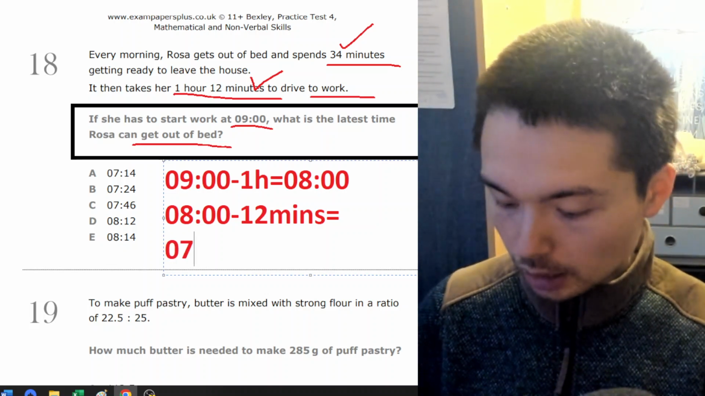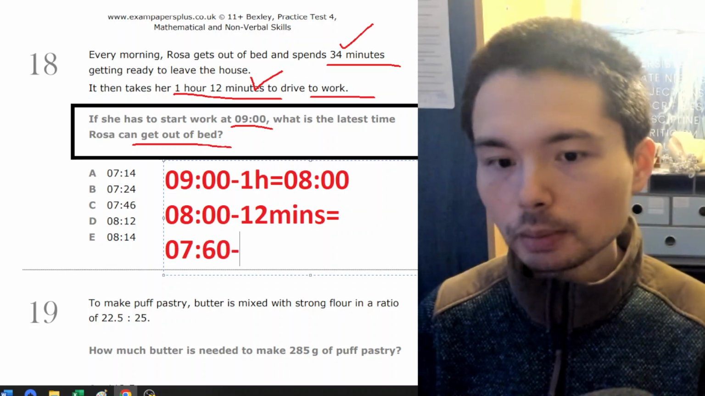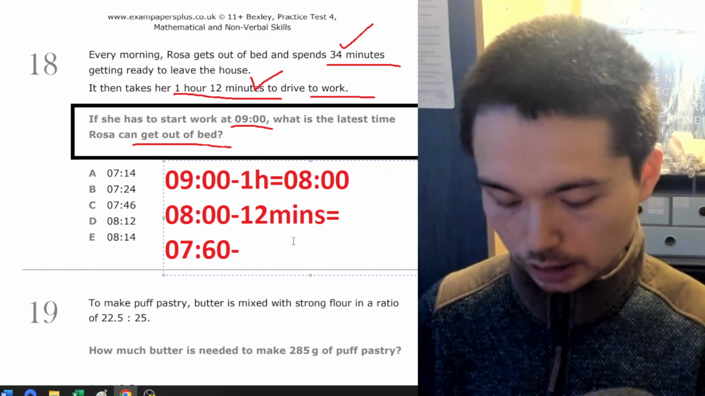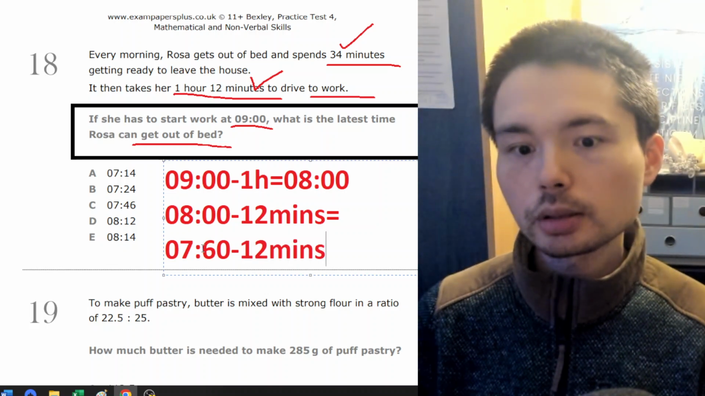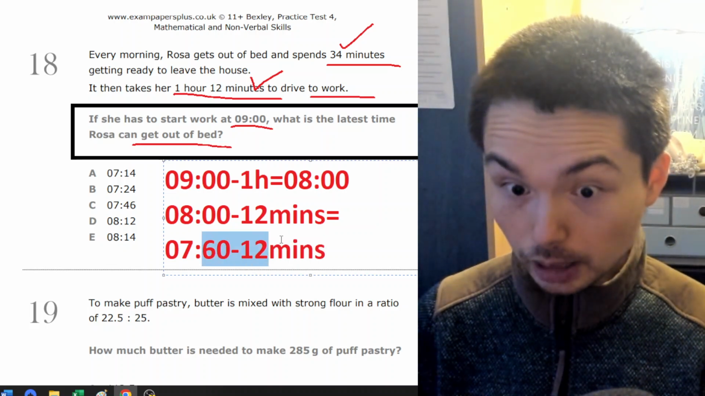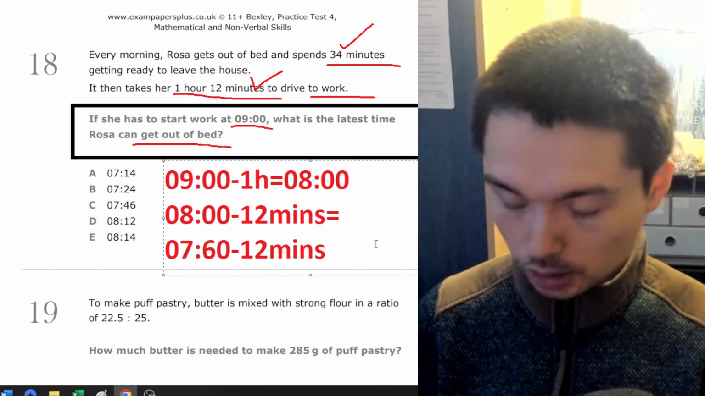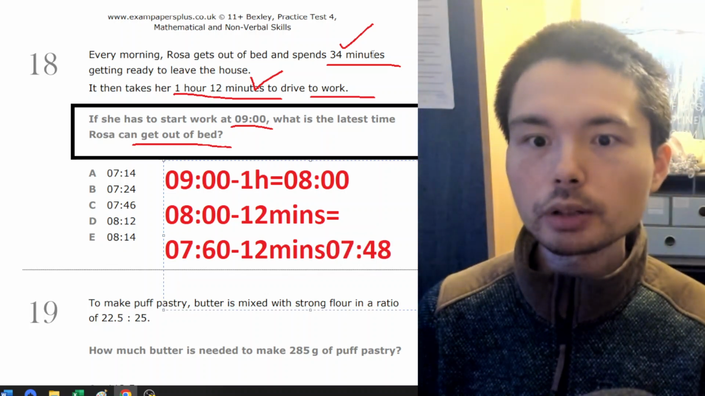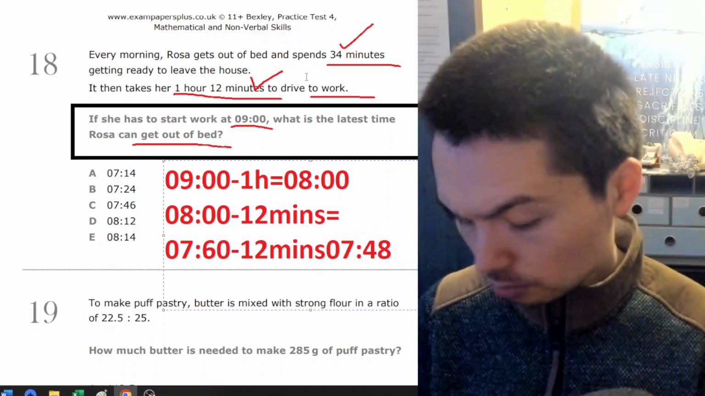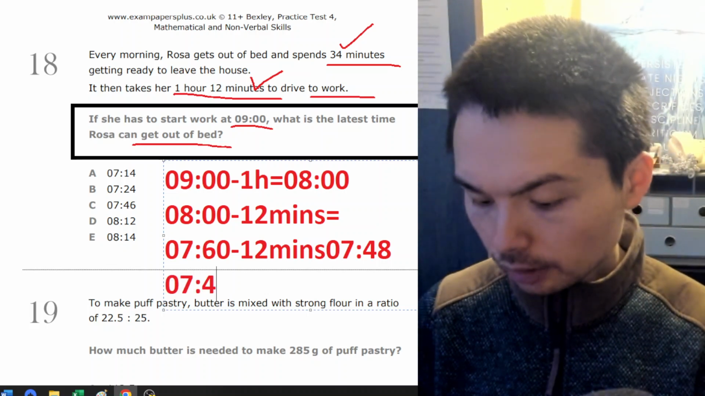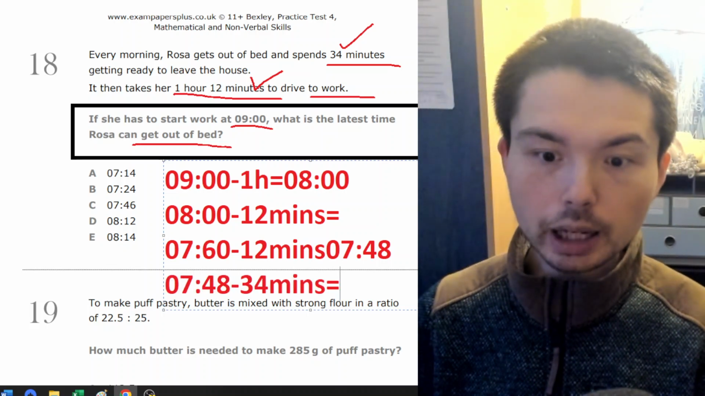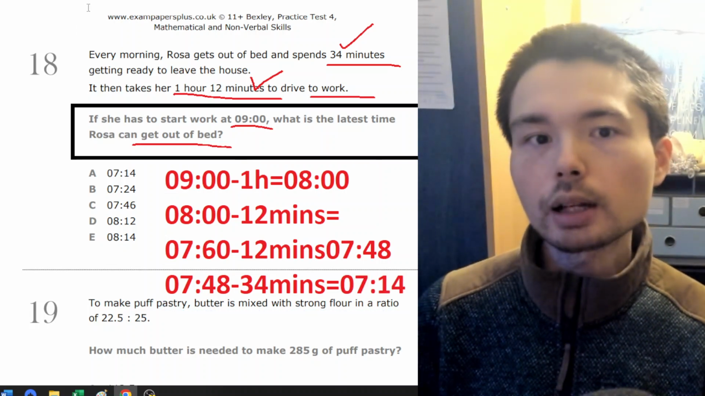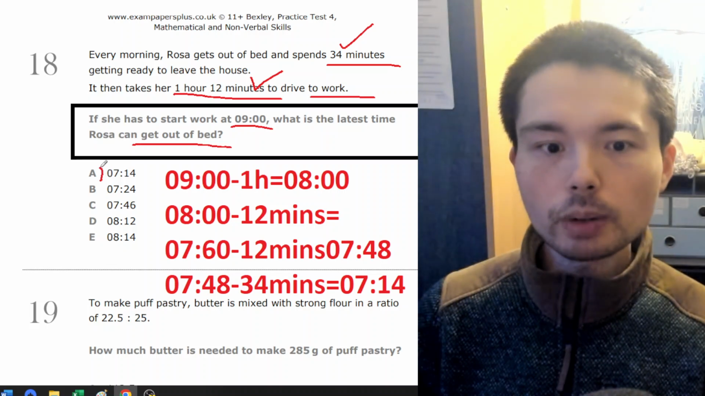hours and 60 minutes. Why is William writing it in this way? Because 7:60, we can now take away 12 minutes. That is easy. 60 minus 12 is 48. And then one more step, because here 34 minutes to leave the house. Just go back 34 minutes. We're good. 48 minus 34 is 7:14. That is the time. That's the latest time she can wake up. So A is the answer.